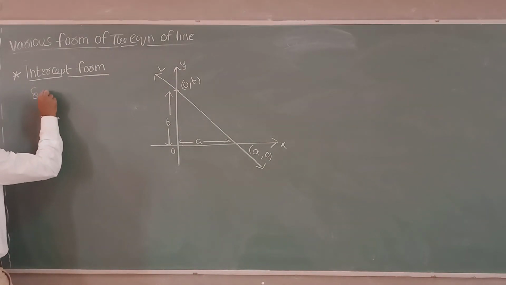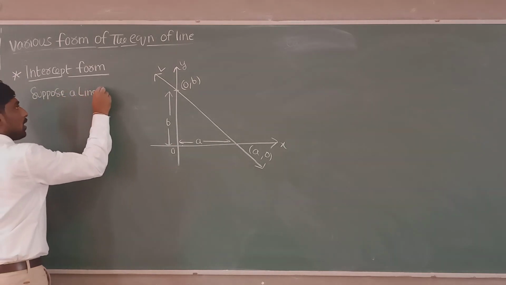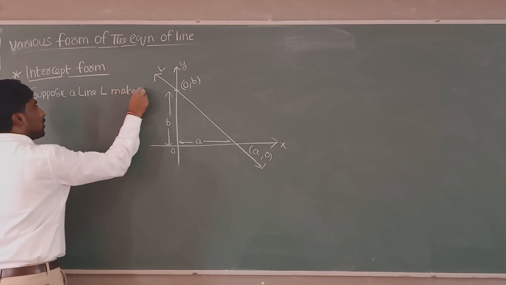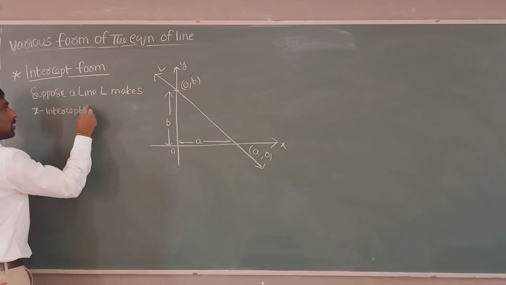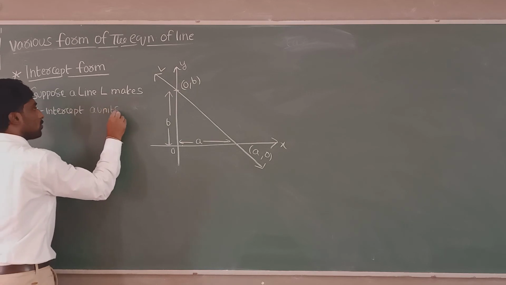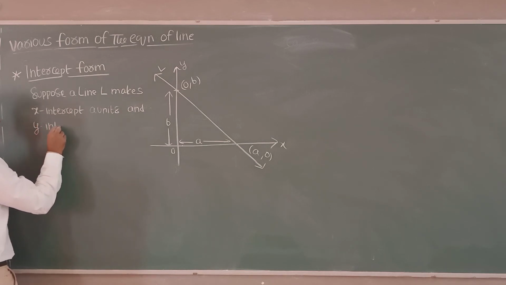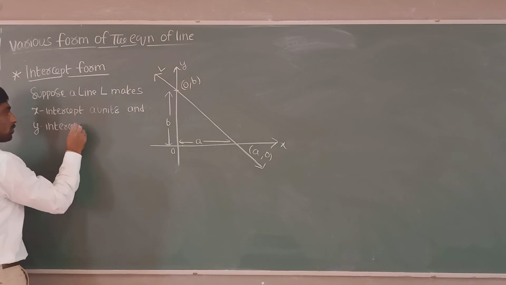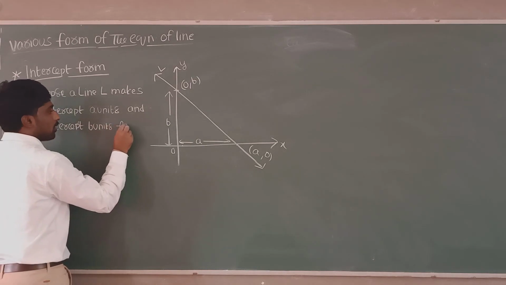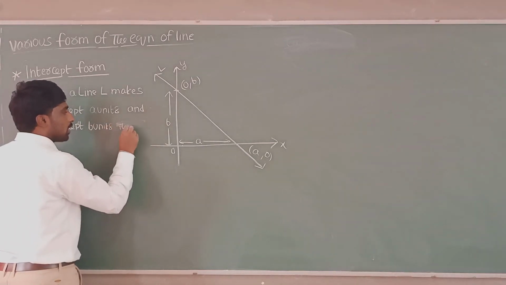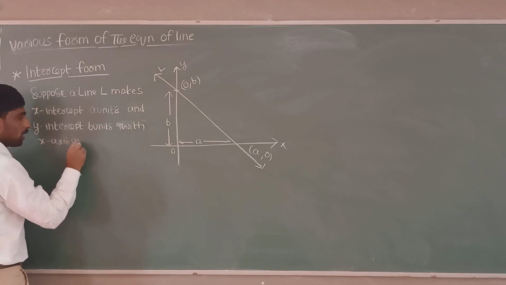Suppose a line L makes x-intercept a units and y-intercept b units with the x and y axis respectively.